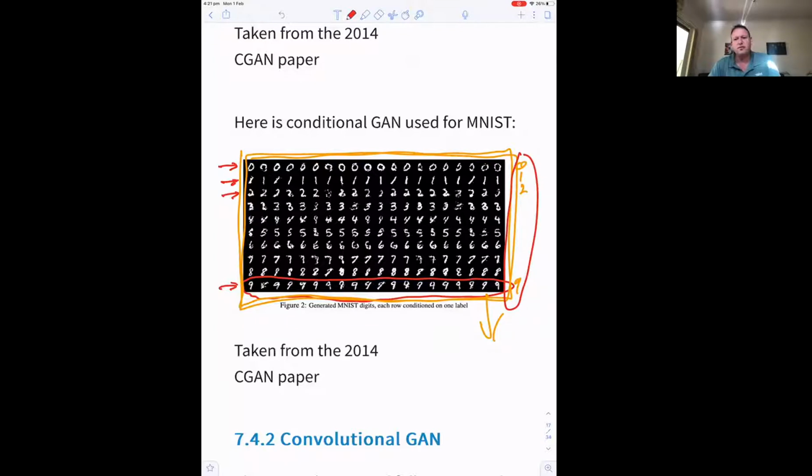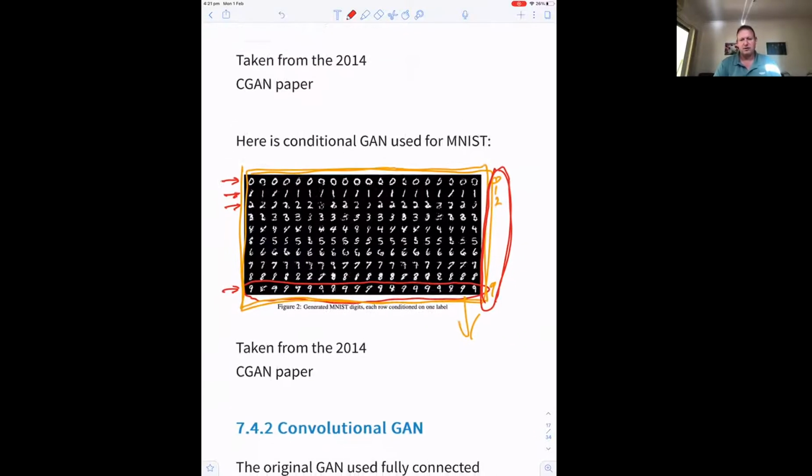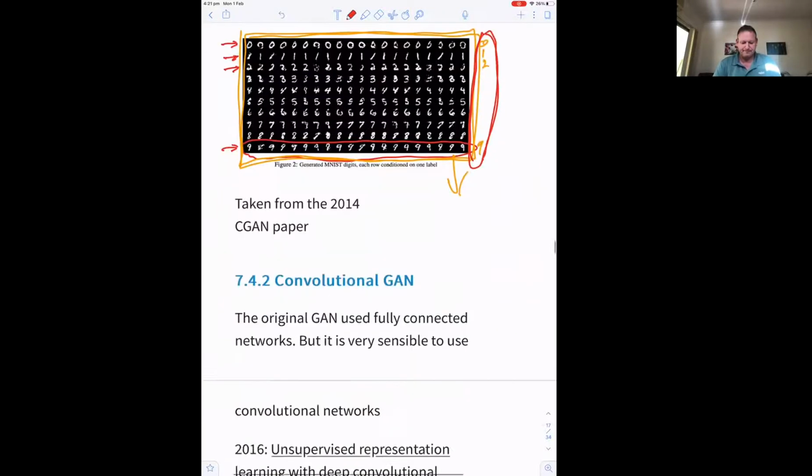It can also be used for semi-supervised learning. So in cases where we have quite a lot of data, but some of the data is unlabeled, GANs in general can be used for that, but not conditional GAN per se. Then GANs can be used for semi-supervised learning.